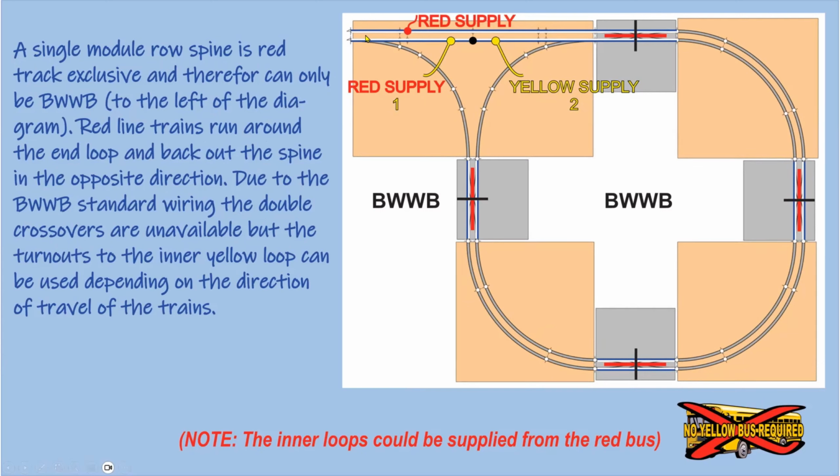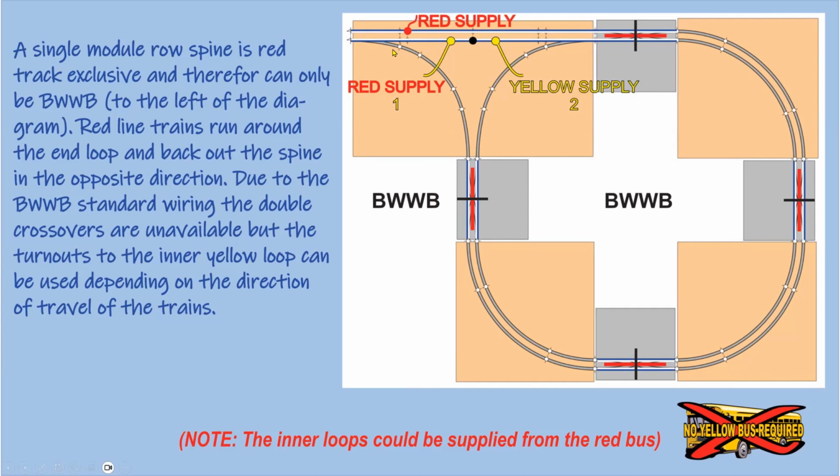Red line trains run around the end loop and back out the spine in the opposite direction. Due to the blue, white, blue standard wiring, the double crossovers are unavailable, but the turnouts to the inner yellow loop can be used depending on the direction of travel of the trains.